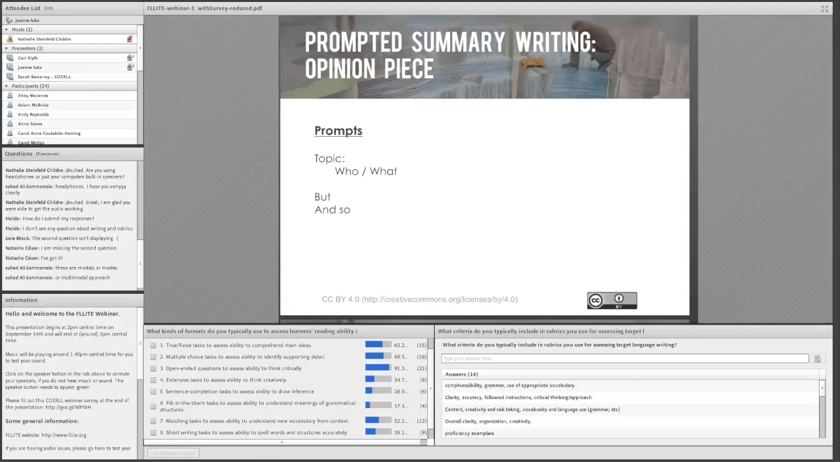All right, so you get the gist, right? So prompted summary writing becomes a productive pattern for any kind of text type, and summary writing can then, of course, be used both for formative and summative assessment.